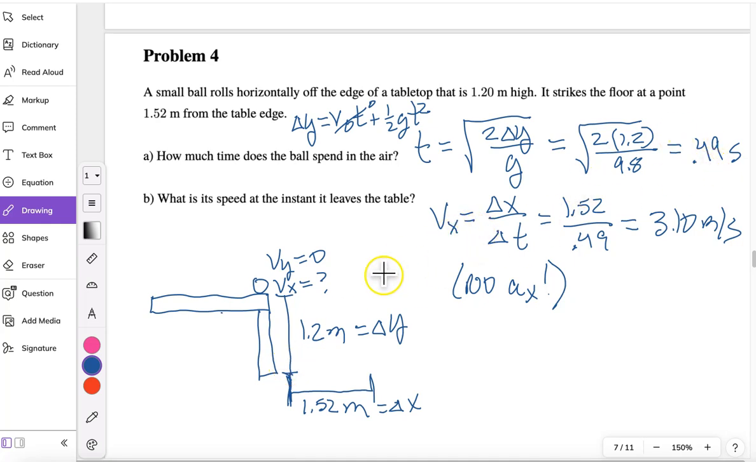If we know that the position change in the x direction is 1.52 meters, we can take that distance divided by the time, and it tells us that the speed the instant it leaves the table is 3.10. And I know that's the speed in the x direction right here, but that's also, if you remember, the speed in the x direction everywhere. So 3.10 there. If it's falling down and it's right here, that's also 3.10 meters per second, because in the x direction, that speed never, ever changes.